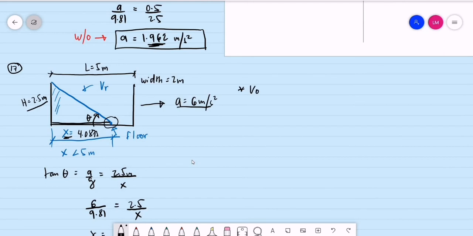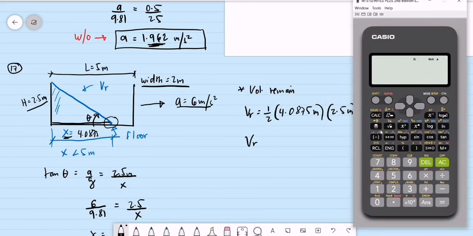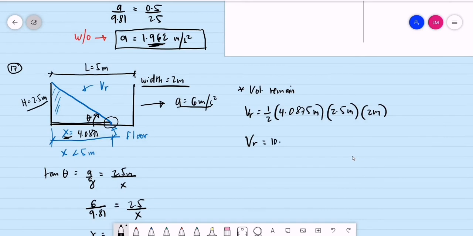So the volume remain is equal to 1/2 times the base, which is 4.0875 meters, times the height, which is 2.5 meters, times perpendicular to the paper, 2 meters wide. So the volume remain is 1/2 of 4.0875 multiplied by 2.5 multiplied by 2, which gives us 10.21875 cubic meters.